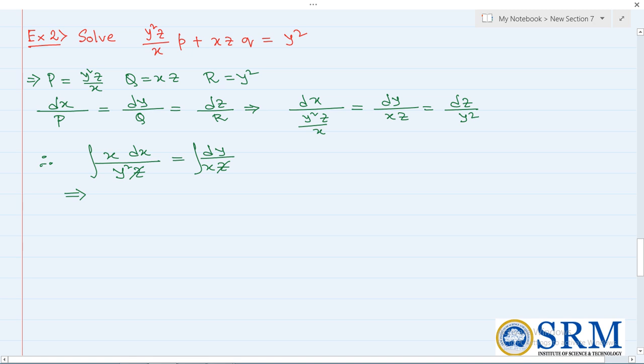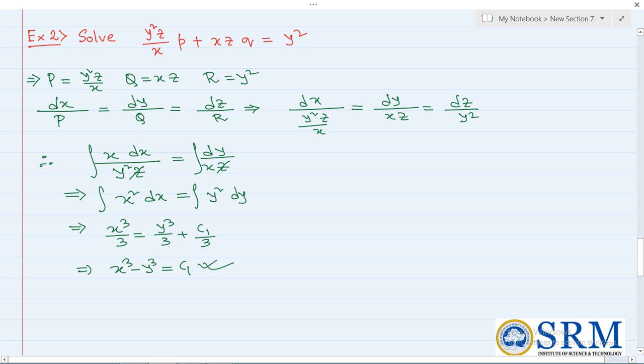So after cancelling zz, we can integrate it after taking this x with this x term. So we have integration of x square dx equals integration of y square dy, right? So after integration, we have x cube by 3 equals y cube by 3 plus c1 by 3, I am taking. So x cube minus y cube equals c1. So this is my first family of curves.